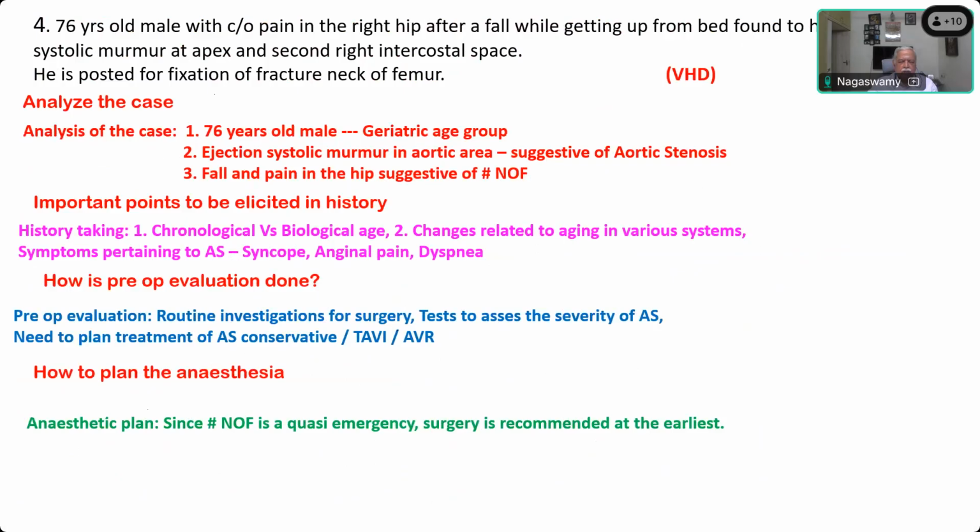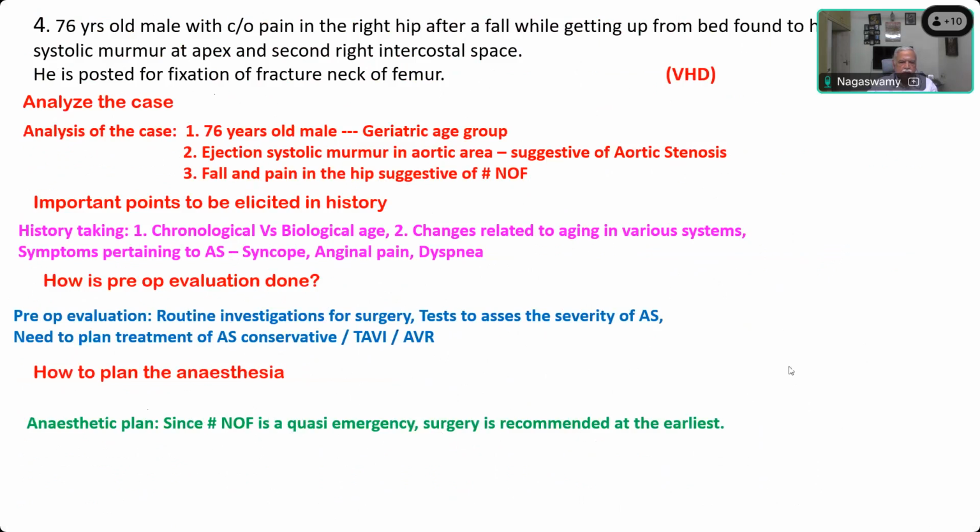Rate, always preserve the rate at a normal level, because too much increase in heart rate here will cause ischemia, as they will already have some hypertrophy because of the aortic stenosis. So any increase in heart rate will increase the demand, and it can precipitate myocardial ischemia or infarction. Rhythm should be sinus rhythm, and all precautions to preserve the diastolic blood pressure to prevent ischemia should be taken care of. But fixation of neck of femur fracture is a quasi-emergency.